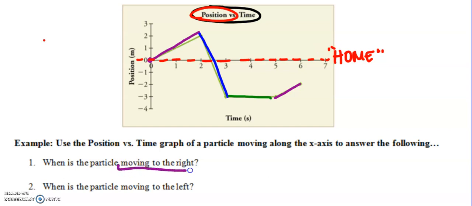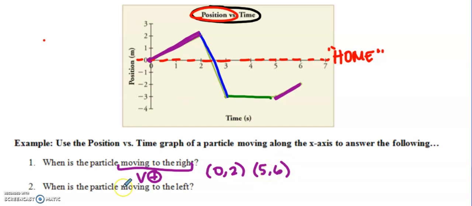Well, moving to the right means that V is positive. Well, velocity is positive when the slope of position is positive. So we were moving right from time 0 to 2 and from time 5 to 6.